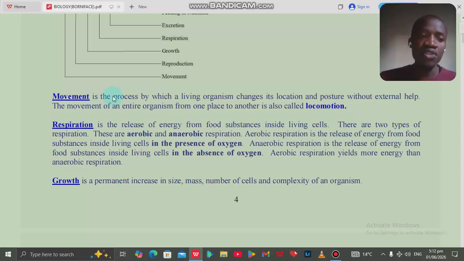So let's move on to the letter M, which we said stands for movement. So movement, you understand movement as the process by which organisms change the location and posture without external help. Now that movement of an entire organism from one place to another is simply called locomotion.